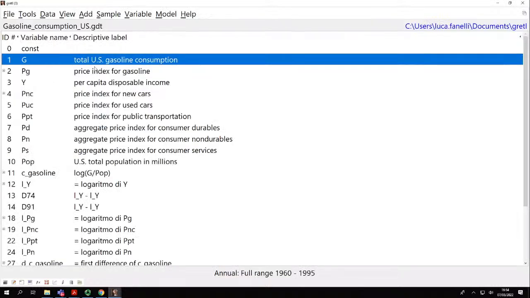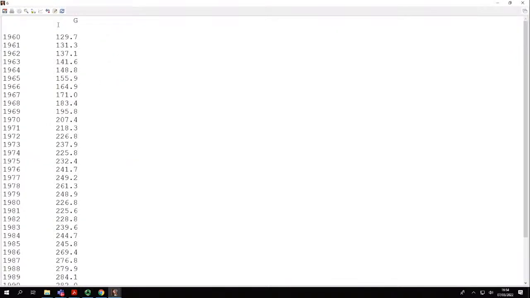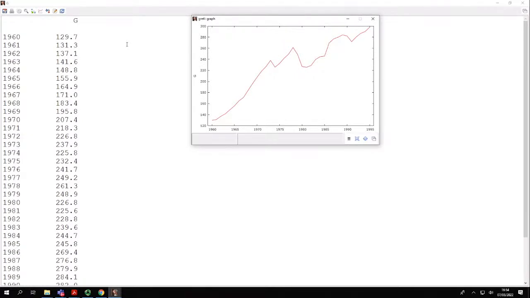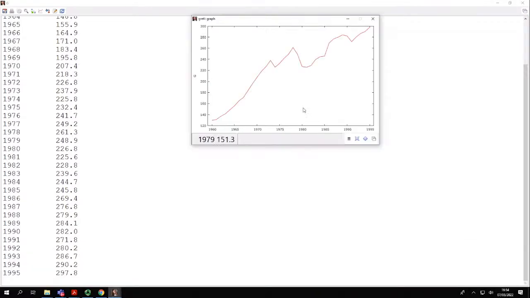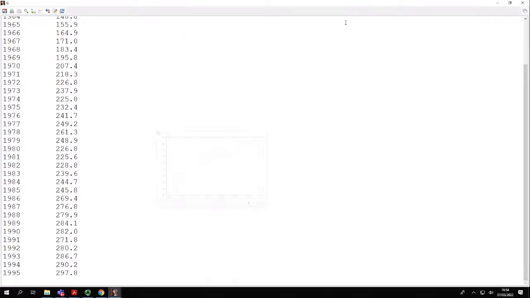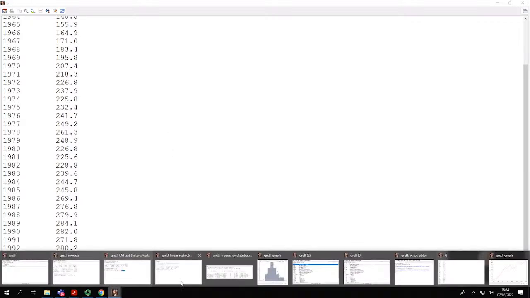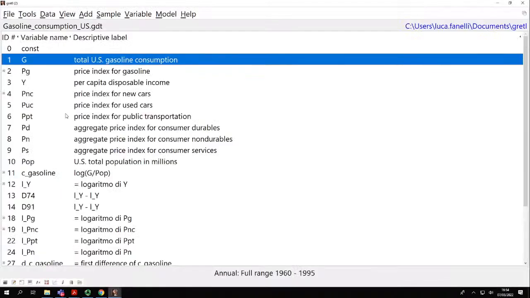I have, for instance, G, which is total US gasoline consumption in the US. I have annual data, a time series running from 1960 until 1995. It's an old data set, but it's a data set already that you find inside Gretl, for instance. I'll show you.